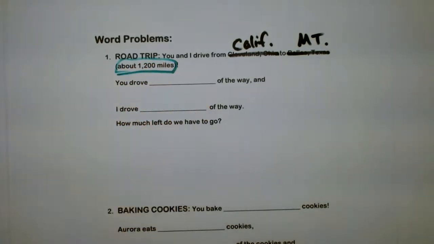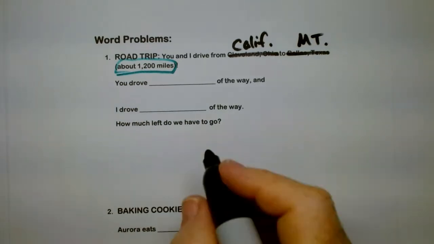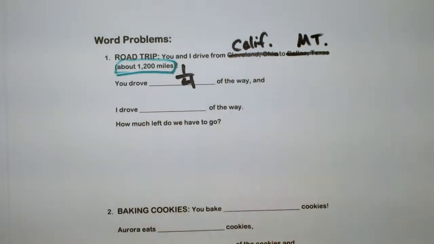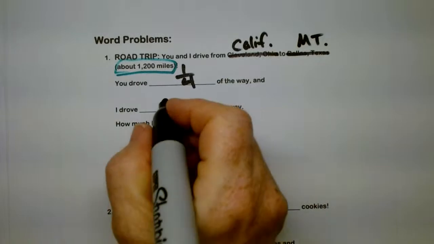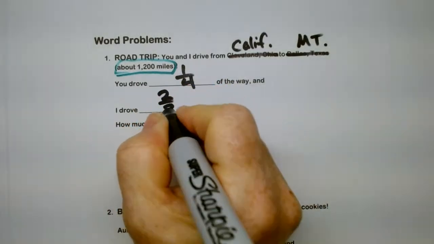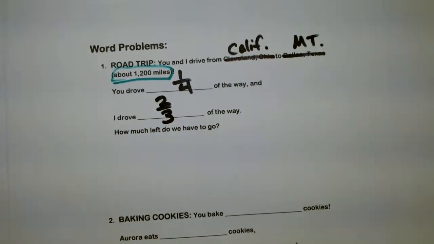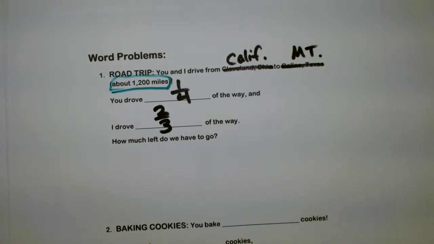All right, I'm going to say that you drove part way and I drove part way, okay? So I'm going to say you drove, let's say, a quarter of the way. You drove a quarter. And I'll drive a little more. I'll drive 2/3. How far do we have to go? All right, so if you drove a quarter and I drove 2/3.